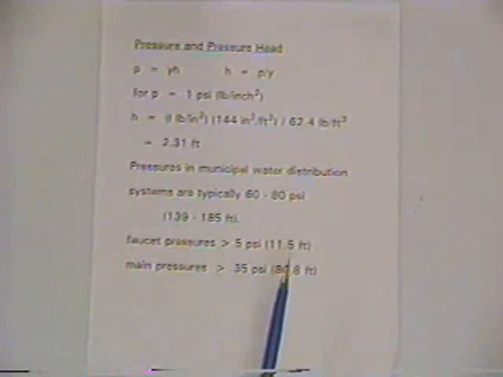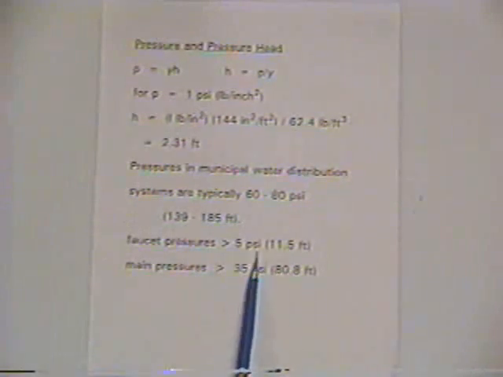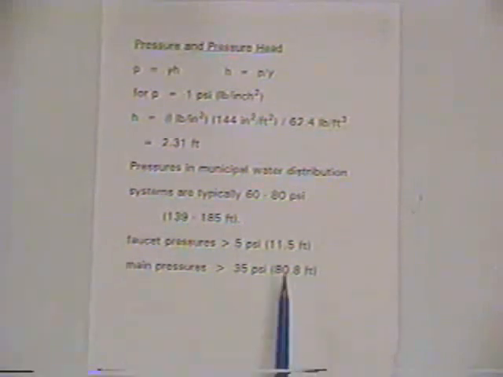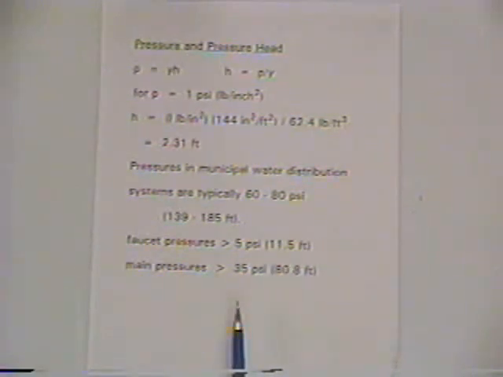And so faucet pressures at your house, you'd typically like to be above 5 psi, which is about 11.5 feet of pressure. And so you'd like to, at your home, be able to think that you could hook up a garden hose to your faucet outside and hold the garden hose 11.5 feet or more above the ground and still have water flowing out of it, if you meet the criteria that most cities have. And in the water mains, about 80.8 feet of head.